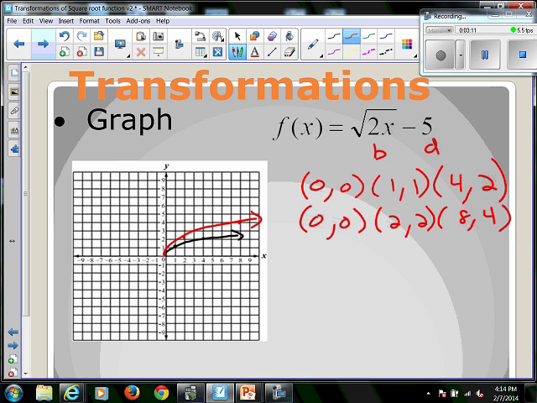Now I got to do D. So I'm going to take those 3 points and shift them down 5 units. And I have my new graph.